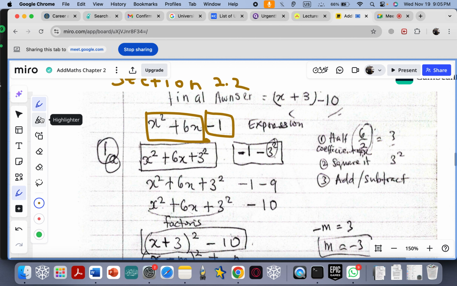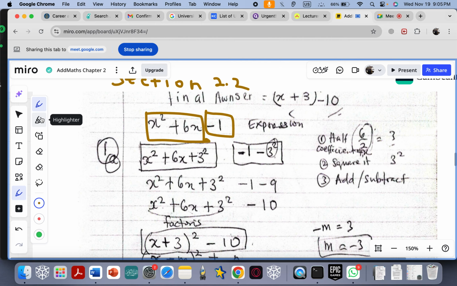Now let's take a look at another example of putting in the completed square form. You say x squared minus 2x minus 1. This is the question. Like I said, we should break it into two boxes. The ones with x in one box, whether x squared or x, put them together in one box. The constant number that doesn't have a variable, put it separate in its own box. Now, this coefficient of x, you take it and you half it.